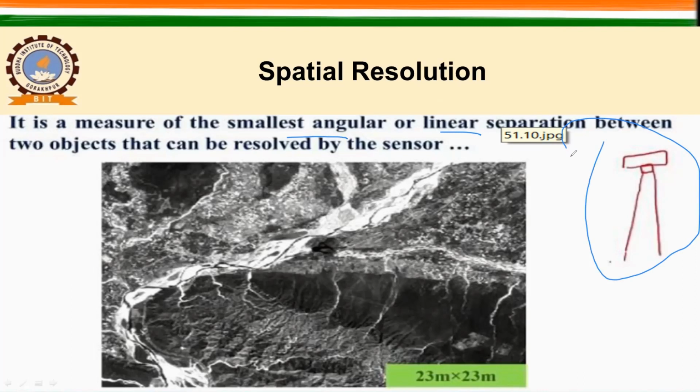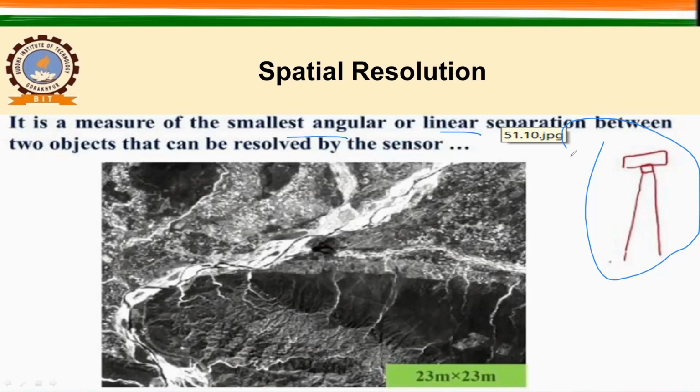So this is the next resolution, spatial resolution. Here we need to measure the smallest angular or linear separation between two objects through our sensor. It depends on the capability of your sensor, how small an area it can resolve in terms of values recorded as digital numbers, which we always call pixels in the images. In the previous lecture, I told you about the digital number and the pixel.